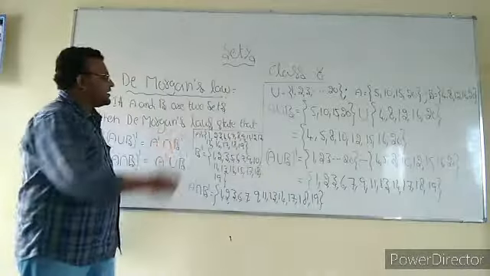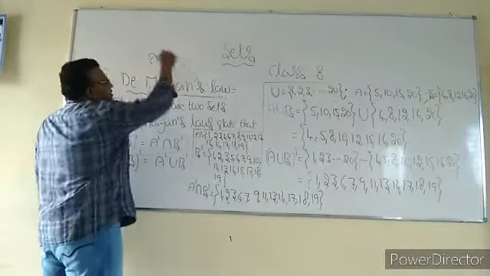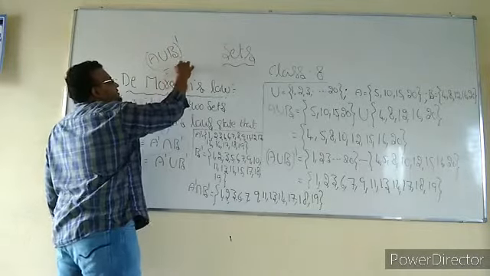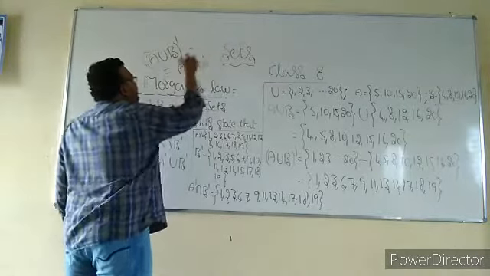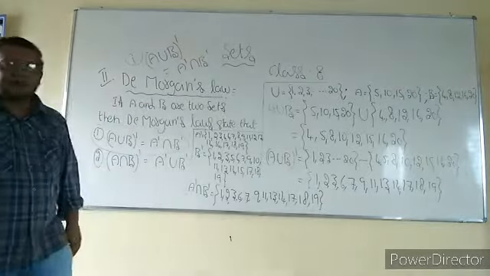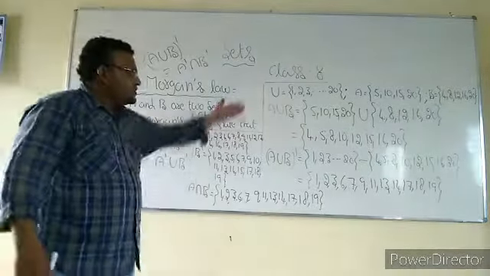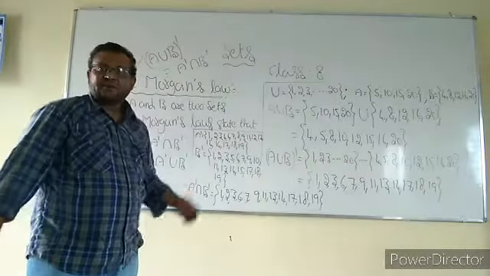That means we can say A union B whole dash is equal to A dash intersection B dash. This is the first De Morgan's law. By taking an example, we can prove it. And the second one also, take the same example and you may prove it.